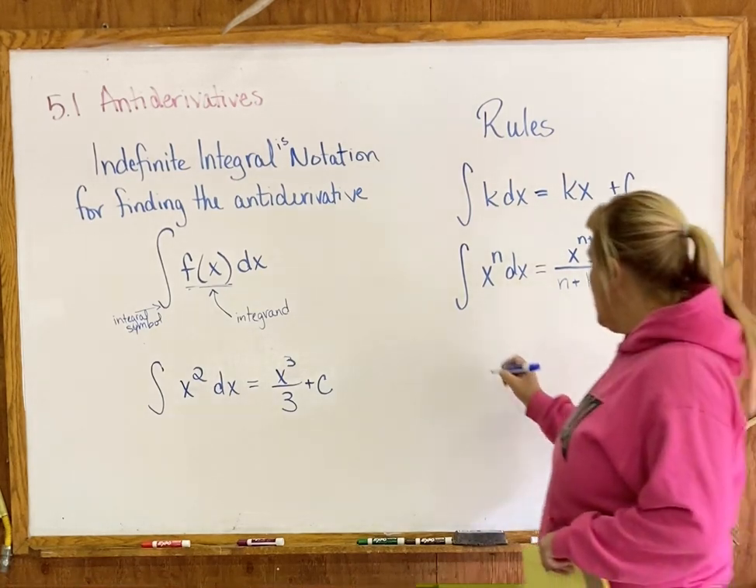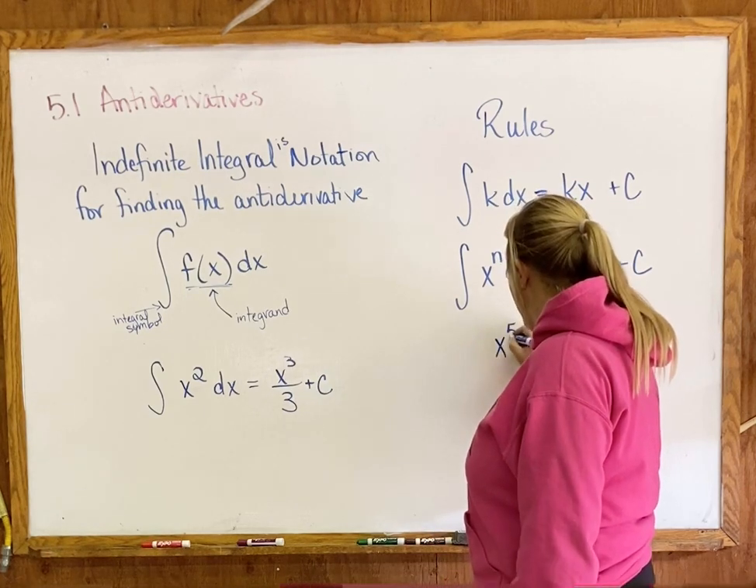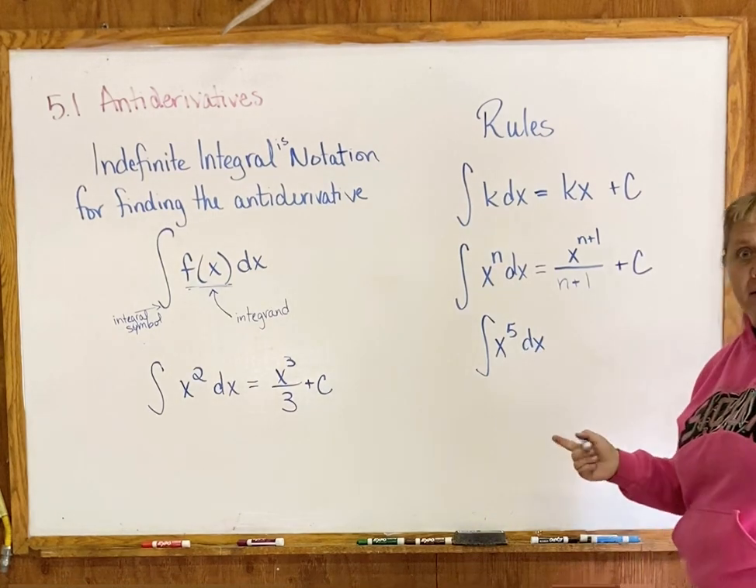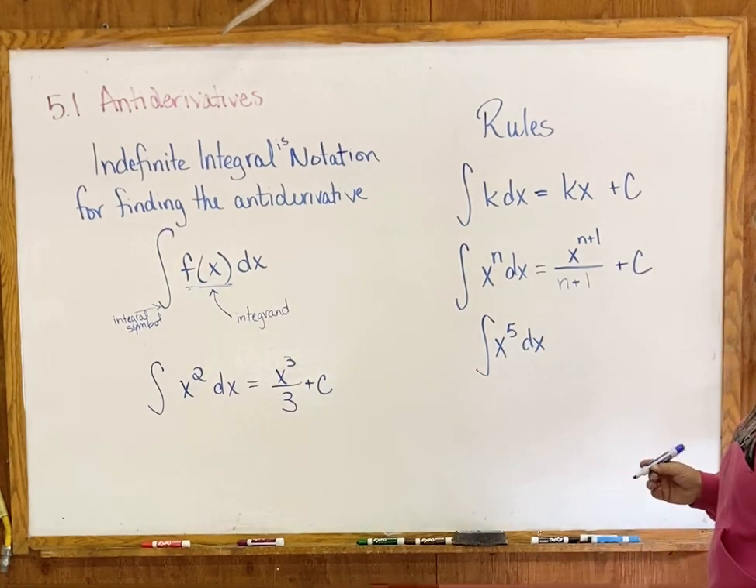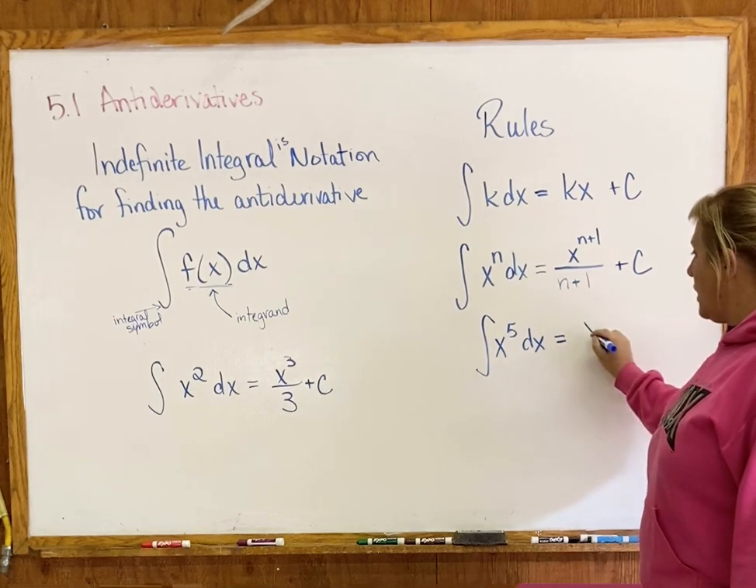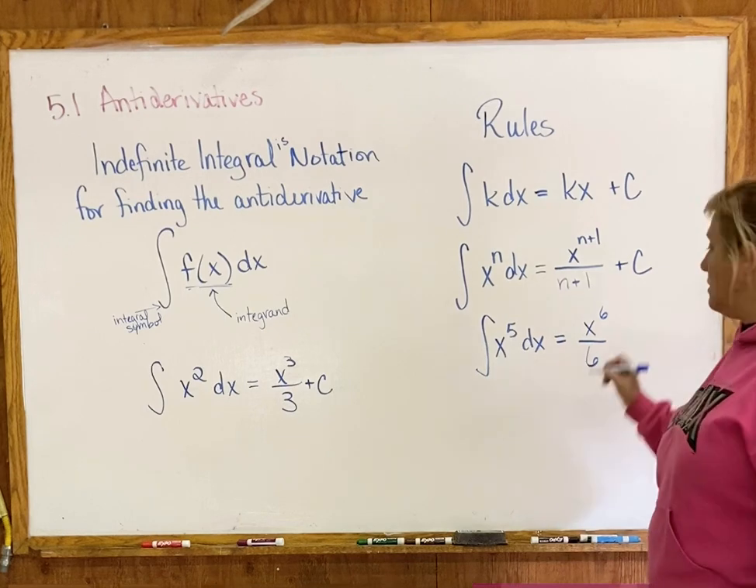All right, so again, as a little example here, let's say that you had the integral of x to the fifth dx. I gotta get in the habit of the integral sign too, just like you guys do. So if we want the antiderivative, we're gonna go x to the sixth over six plus c.